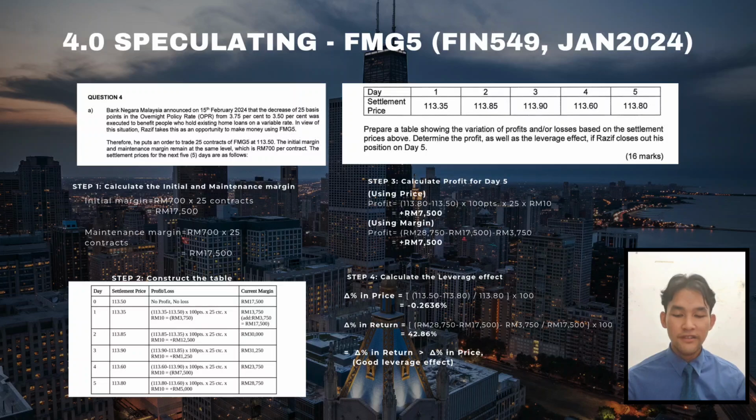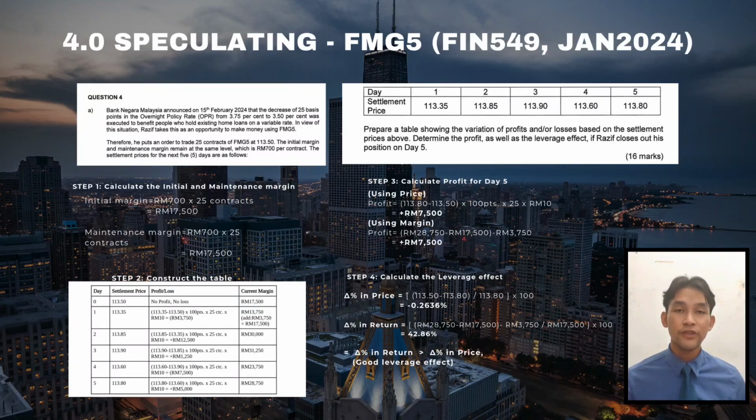Next, we calculate the percentage change in return. We use the margin from the last day, which is day 5, minus the margin for day 0. Then we also minus the additional margin that we maintained, which is 3,750 ringgit. Then we divide it by the current margin on day 0, then times by 100. So we will get the answer of 42.86%.